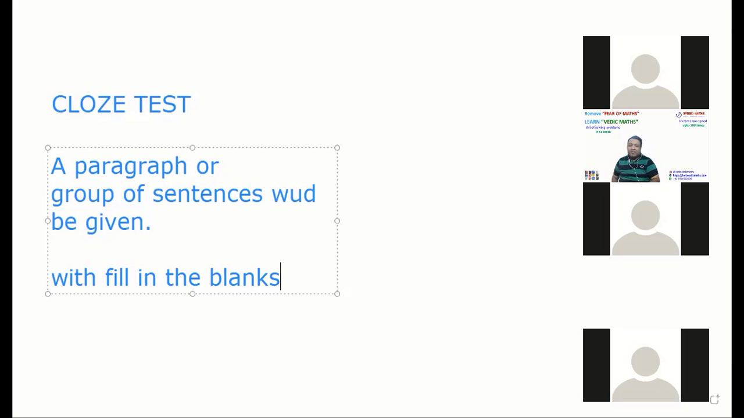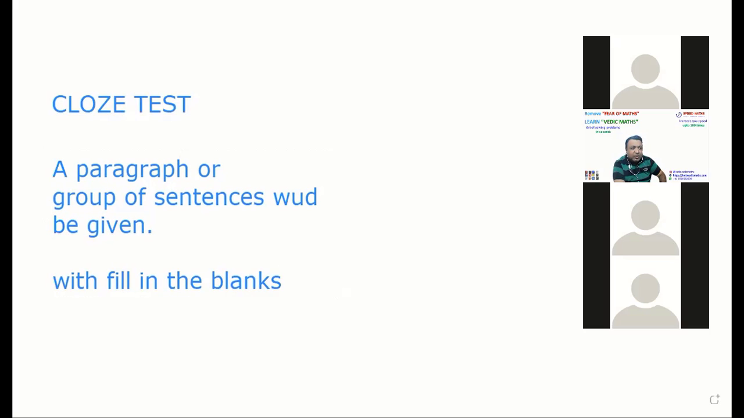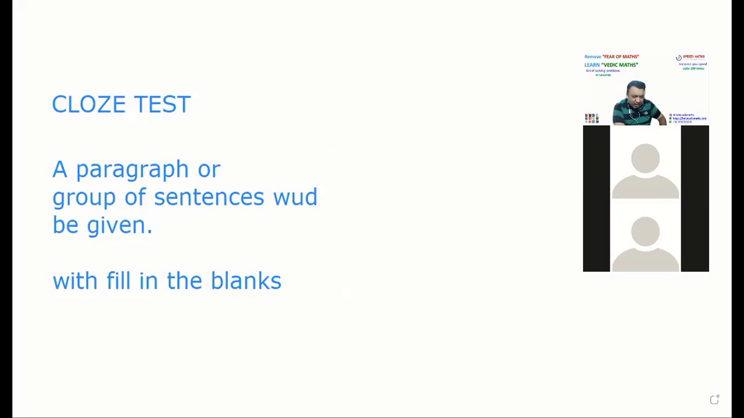So before I start CLOZE test example questions, I want to tell you a few techniques, a few important things, on how you handle CLOZE test. That is important. And then we are going to use those techniques to solve problems. Okay, Shaurya joined, Shania also. Both are there.